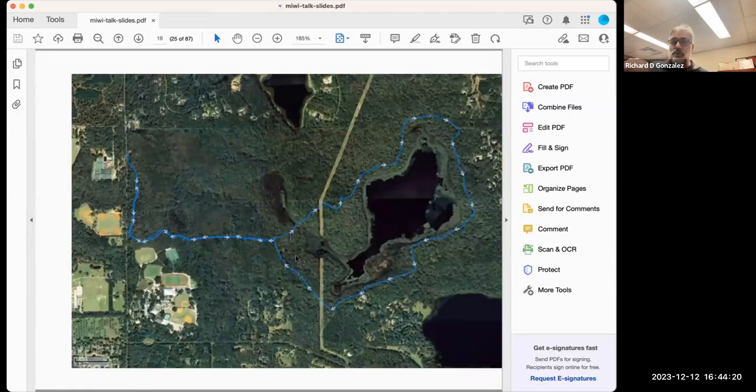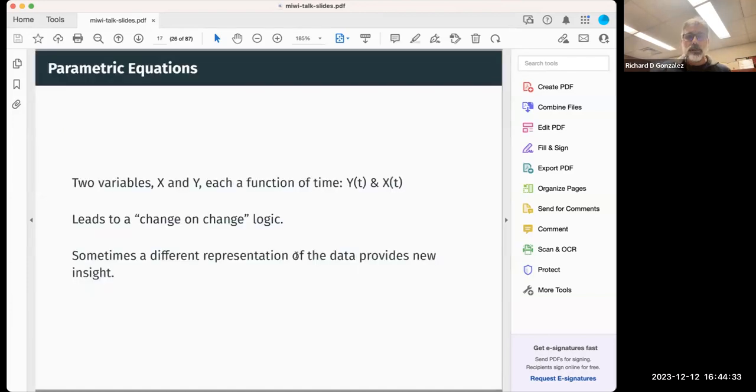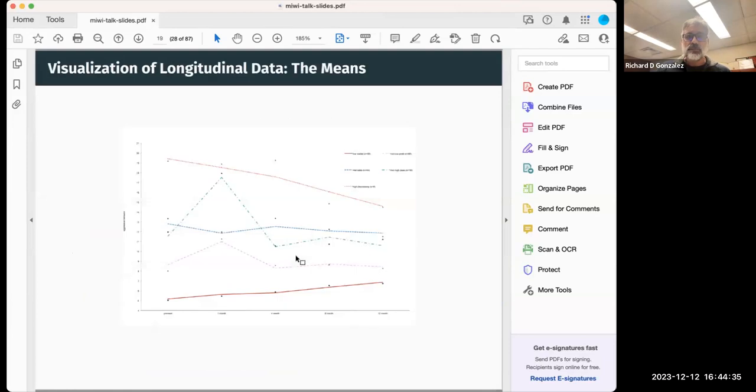Okay, and then here it is superimposed on a Google Earth kind of image, the path that I took around that lake. Okay, I'll skip all that.